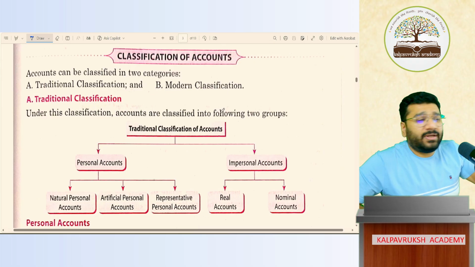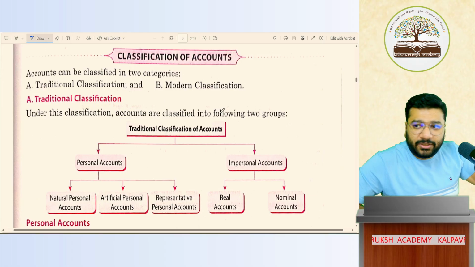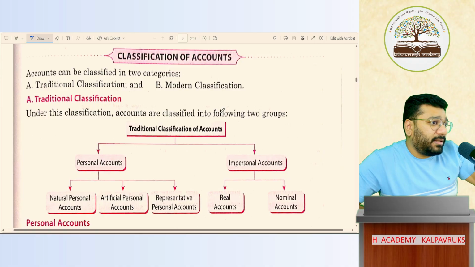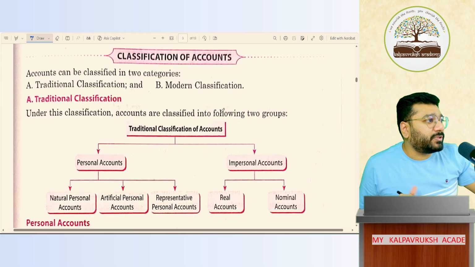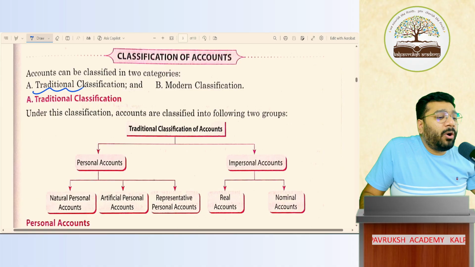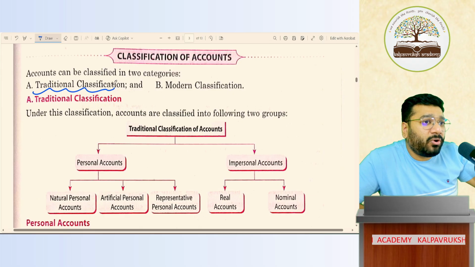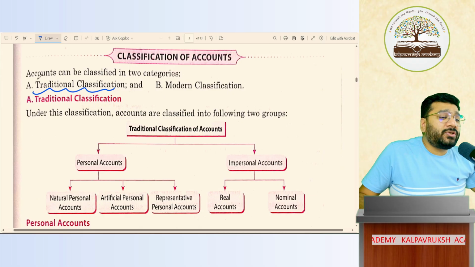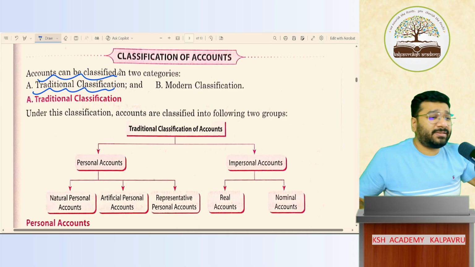Thank you so much. So, guys, we're doing this chapter called Rules of Debit Credit and the Accounting Procedure. In the last class, we had a discussion on the classification of accounts. In that, we specifically discussed the rules laid down in traditional classification, also called the golden rule of accounting. Can we do a very quick recap?